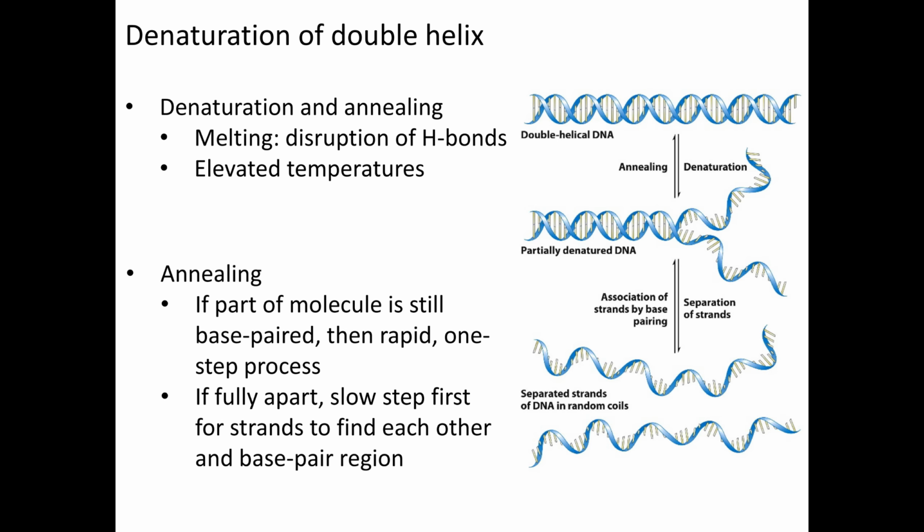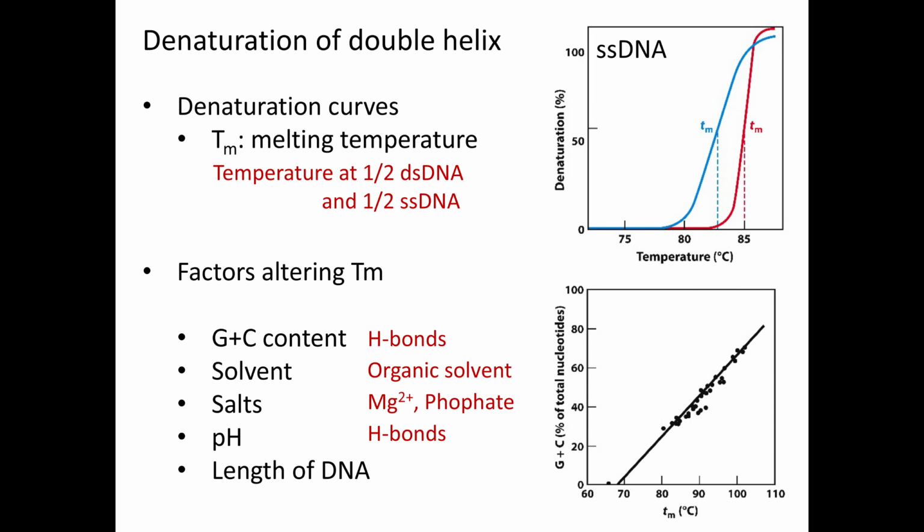In contrast, if the two strands are fully separated, annealing occurs more slowly. In this case, the strands must first find each other by random collision, which is a slow, rate-limiting step. Once a complementary region aligns and base pairing begins, the remainder of the helix reforms rapidly. These principles of denaturation and annealing are fundamental to many biological and laboratory processes, including DNA replication, transcription, PCR, and hybridization-based techniques. The denaturation of DNA can be quantitatively analyzed using denaturation curves, which describe the relationship between temperature and the extent of strand separation.